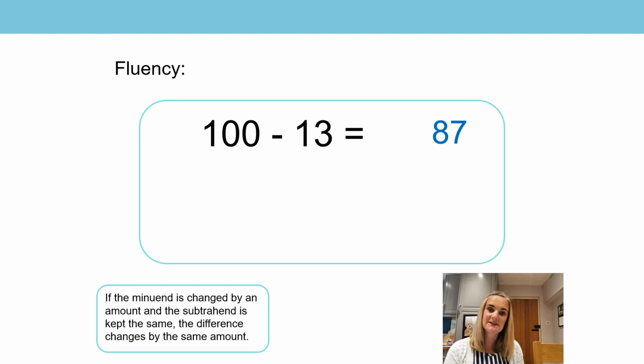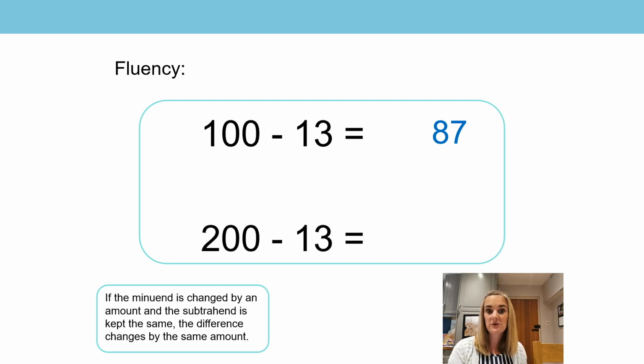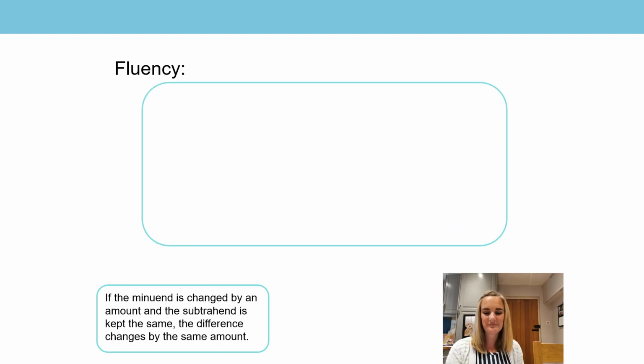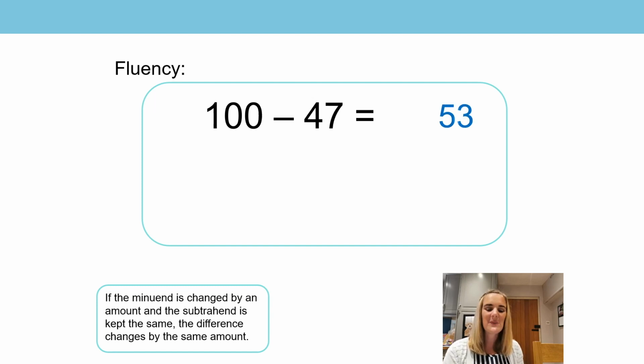Can we use that to help us with 200 subtract 13? Oh, did you spot my minuend's increased by 100, so my difference from my previous calculation needs to increase by 100. Yep, 187, you're right. Well done. Let's have a look at the next one. 100 subtract 47. You know what it is? It'll be pretty quick because 47 is not that far from 50. Yep, it's 53. Well done.